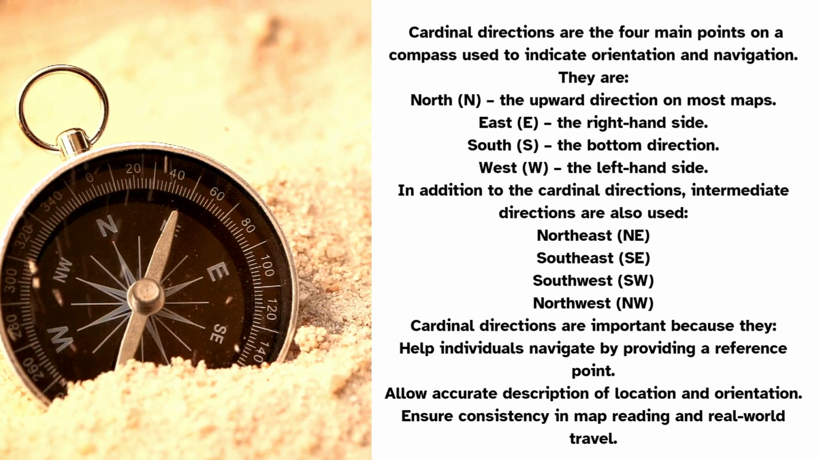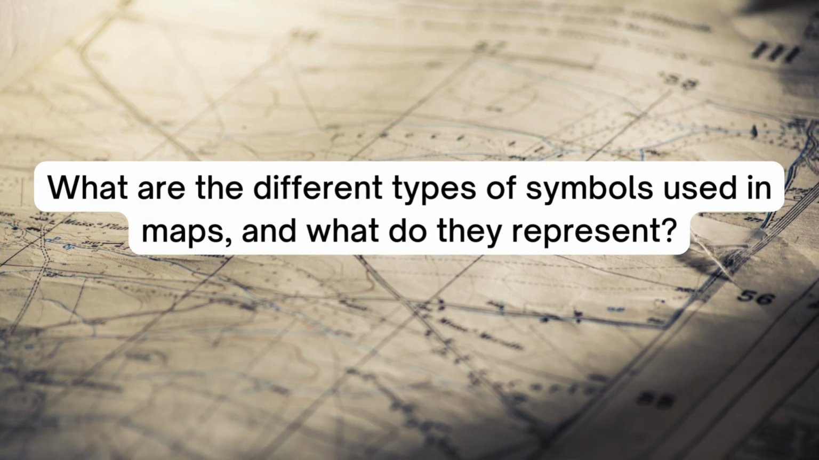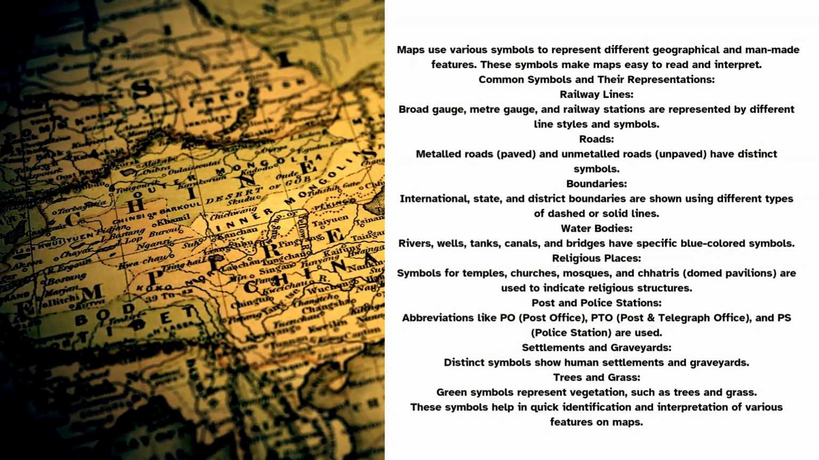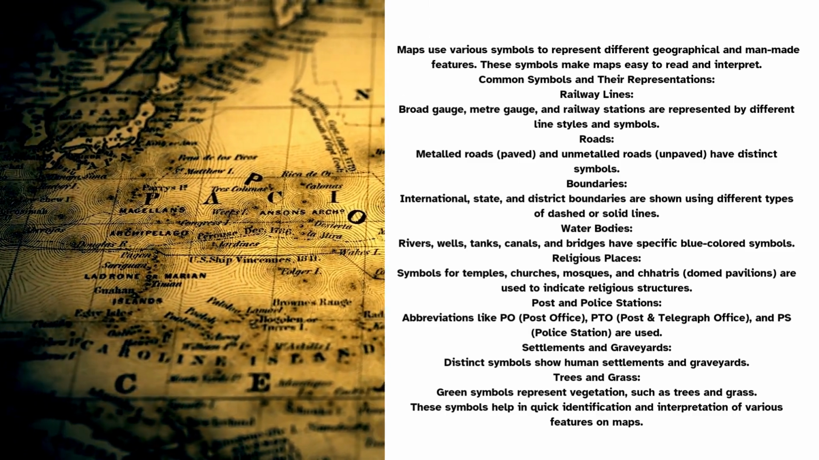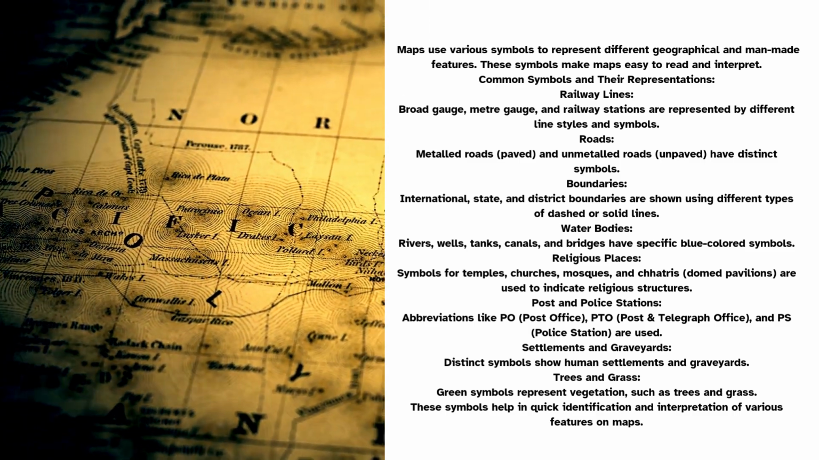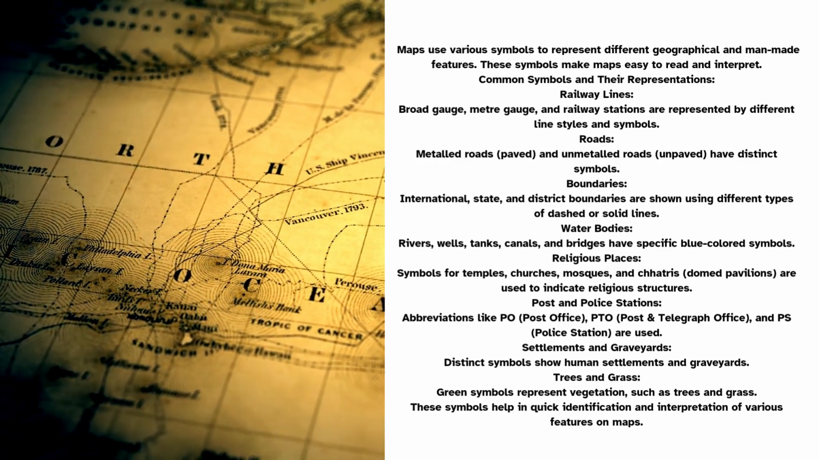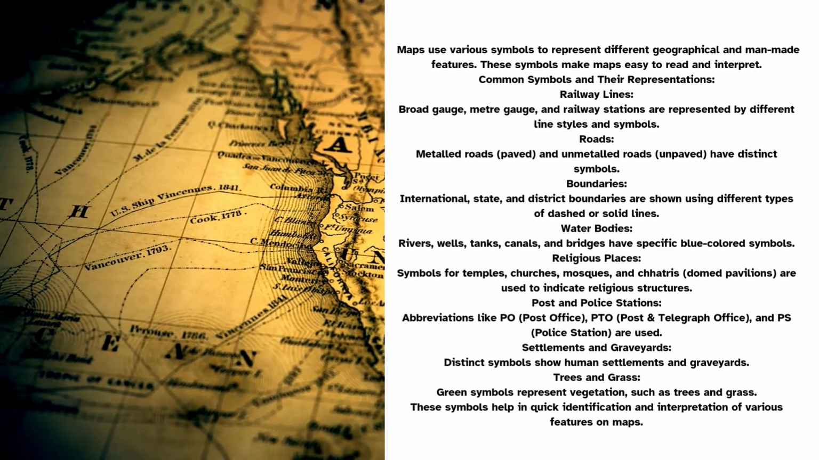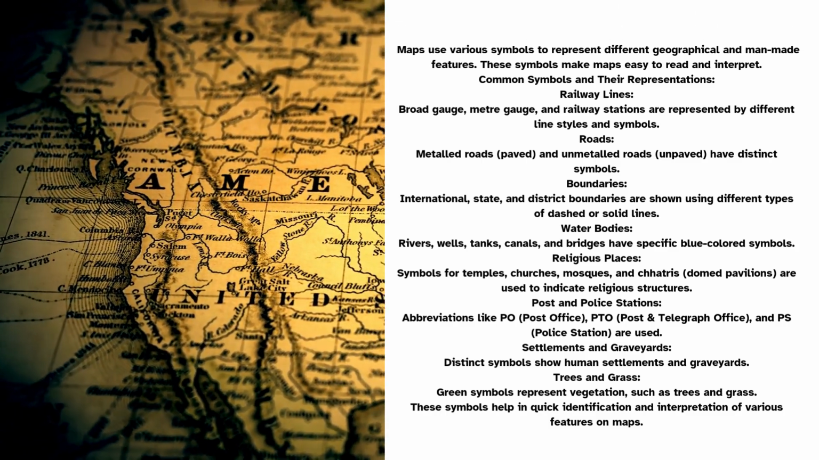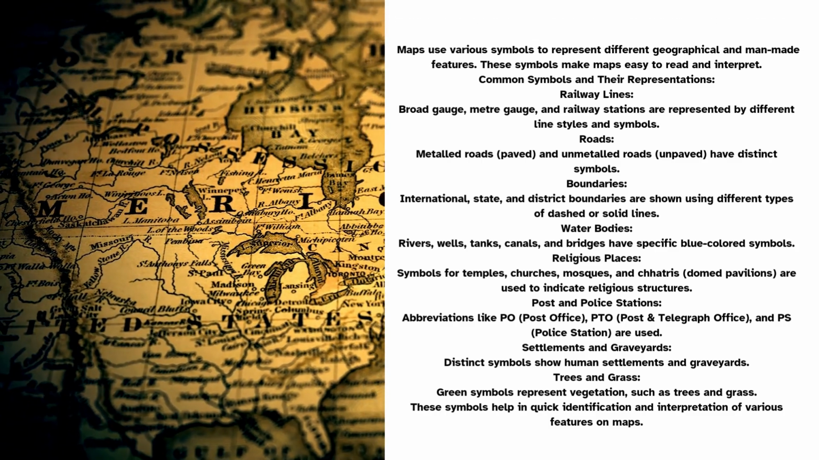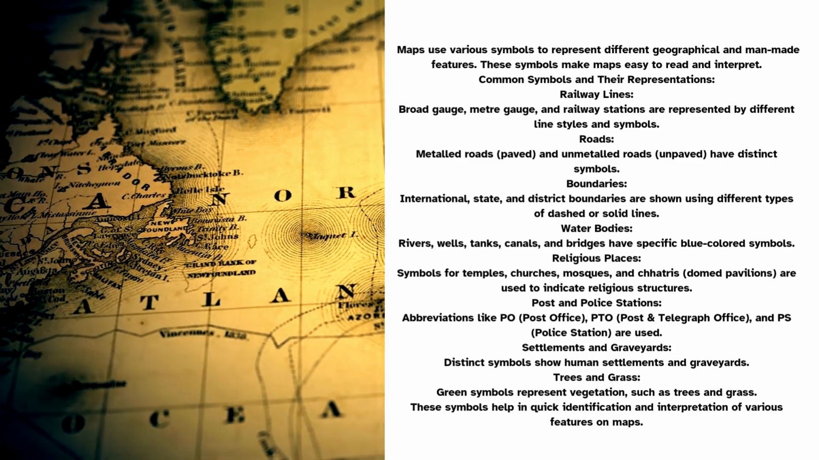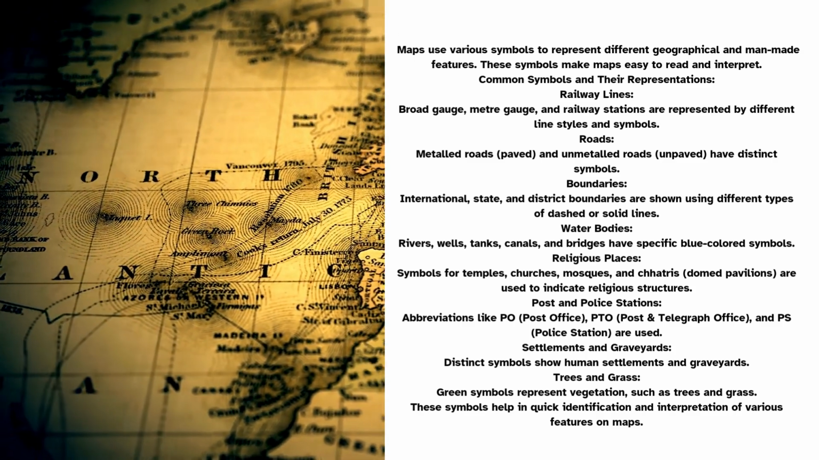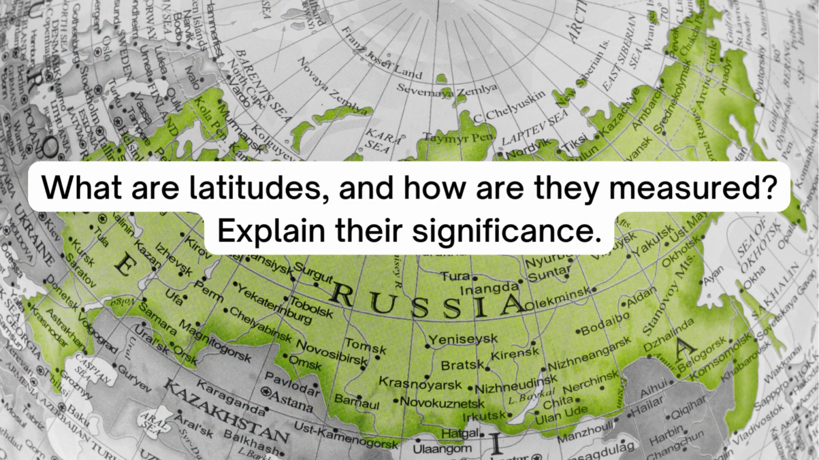Next, we'll discuss the different types of symbols that are used in maps and what they represent. You must have observed that maps use various symbols to represent different geographical and man-made features. These symbols make maps easy to read and interpret. Now, common symbols and their representations are railway lines, roads, boundaries, water bodies, religious places, post office, police station, settlements, graveyard, trees, grass, etc.